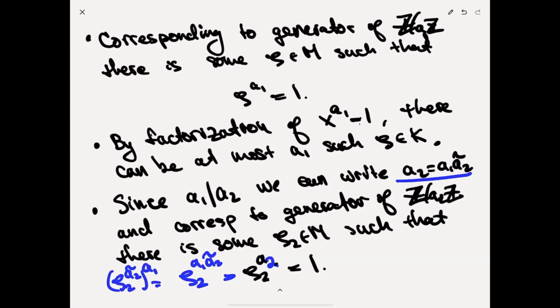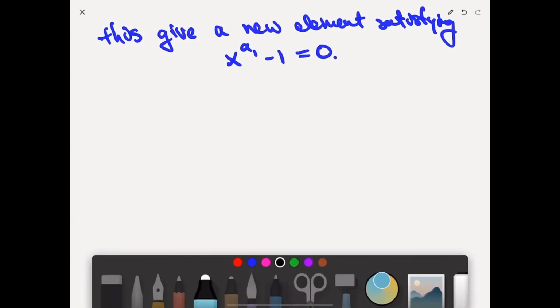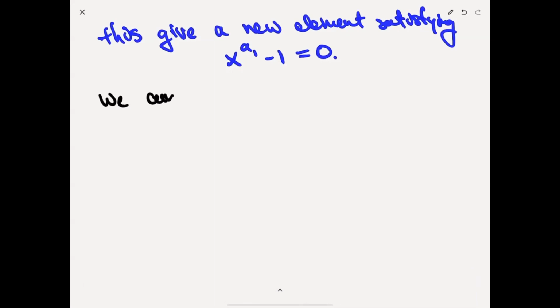And this gives a new element satisfying the equation x to the A1 minus 1 equals 0. That's a contradiction. We can only have A1 of them, and we had A1 of them, and we found them all.